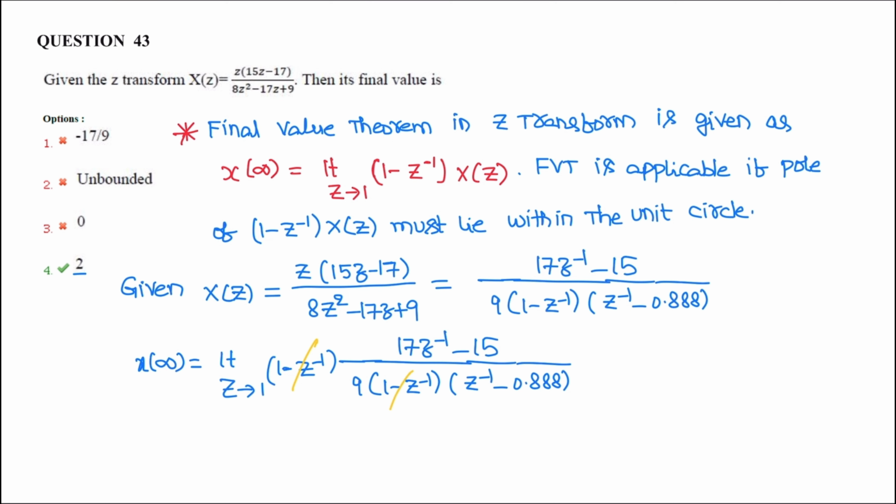The 1 minus z inverse gets cancelled, and keep the value z is equal to 1. 17 minus 15 divided by 9 into 1 minus 0.88, that is 2 by 9 into 1 minus 0.88. On calculation, its value is 1.98, which is approximately equal to 2. The final value for the given z transform is 2. Correct option is 4.